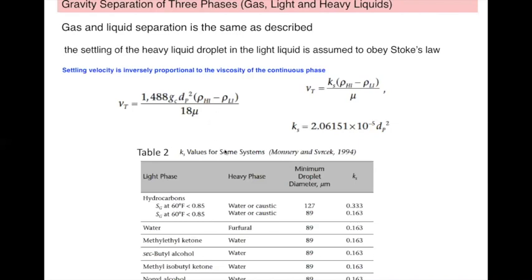And you see that various systems of the lighter part and the heavier part are shown here in this Table 2, and you can see that for this light phase, once you have hydrocarbon and water, the minimum droplet diameter is 124 and the K factor is 0.333, right? Now, once you have water as a lighter phase and furfural, which is denser than the lighter phase, which is water now, you see this factor is 0.163. So in this way, these various K factors have been defined for various lighter phase and heavier phase systems.